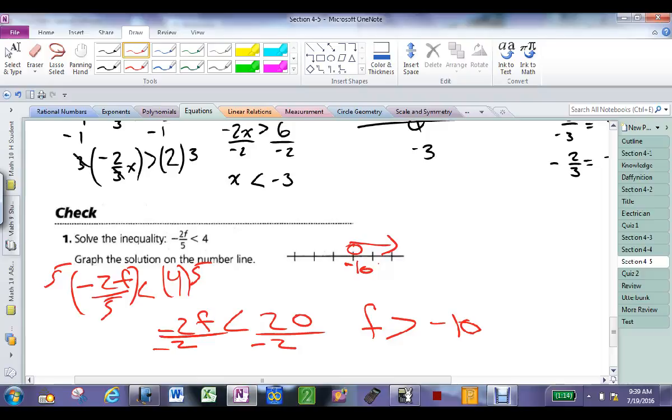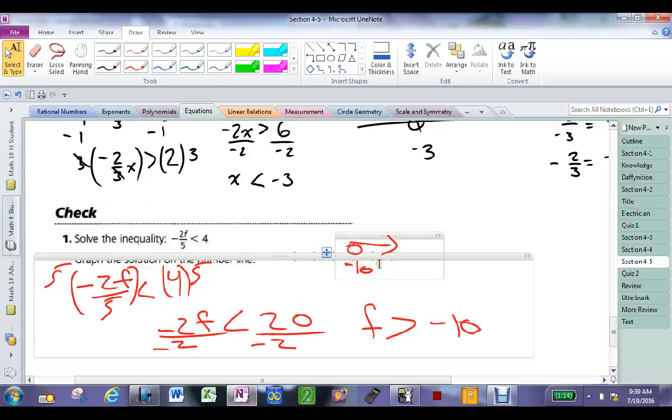Woo! Is he right? No, I think yep, he did that perfectly. It's a mess, but he did it perfectly. Nice job. Doing math like a boss.